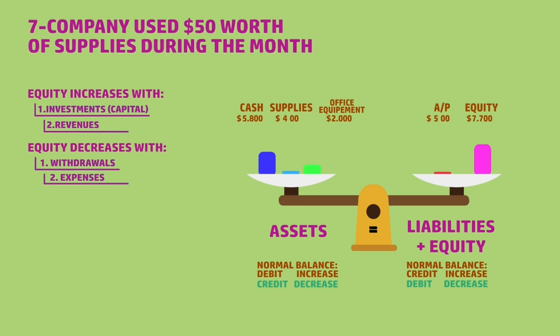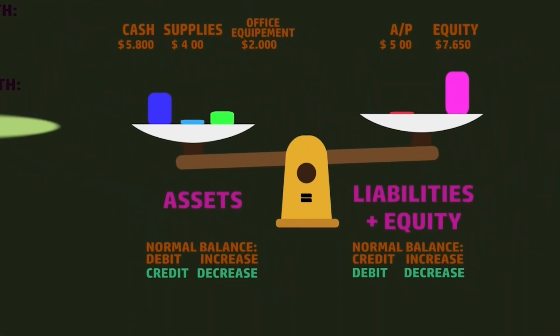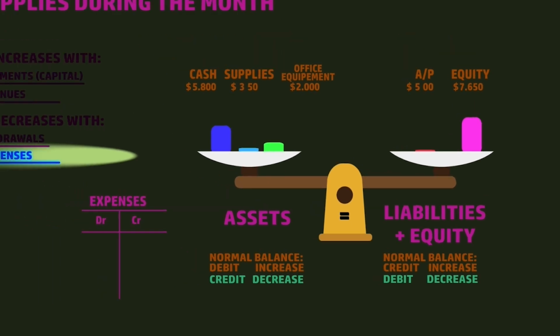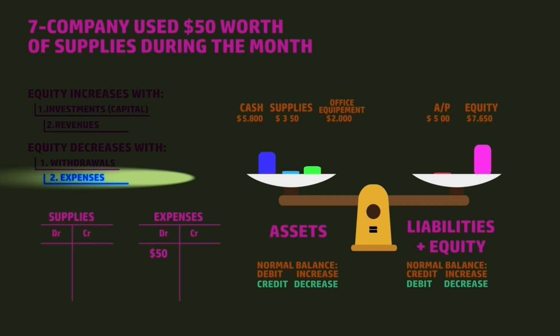Number 7. Company used $50 worth of supplies during the month. Here we have an expense, and again, expenses reduce equity by $50. On the other hand, our supplies asset was also reduced by $50. So we debit supplies expense by $50 and credit supplies by $50.